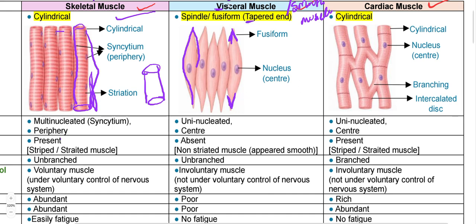So what is the shape? This is PYQ: spindle shape, the fusiform shape. Now, what is the shape of the cardiac muscle? Again, if you see, the shape of the cardiac muscle is cylindrical. Second, we will speak about the nucleus.